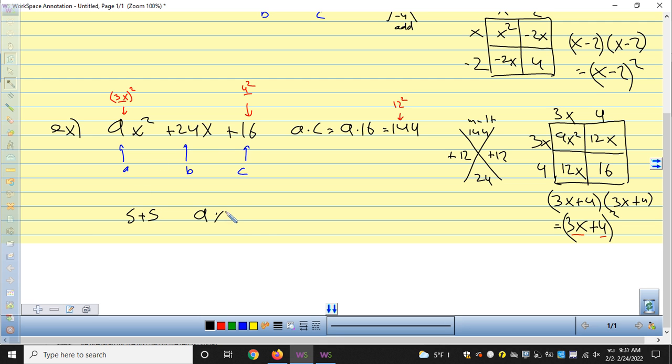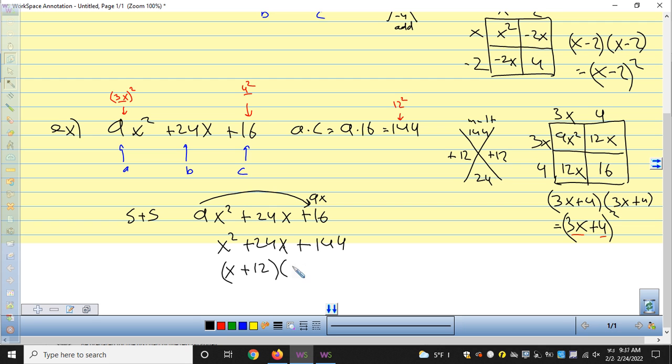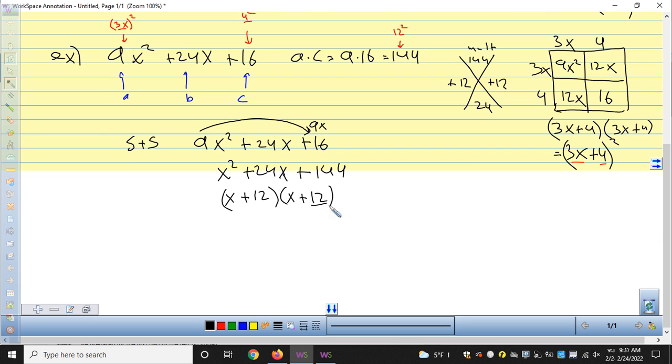So we have 9x squared plus 24x plus 16. We slip that 9 over there and multiply. So what we're going to factor is x squared plus 24x plus 9 times 16, which we said is 144. The cross we set up here is the same for these two problems. So we would factor this as x plus 12 times x plus 12. And we multiplied by 9, so we need to divide by 9 before we finish. 12 over 9, we can reduce that fraction.